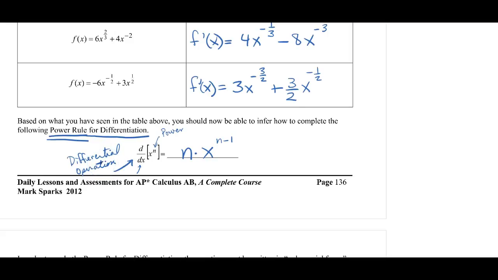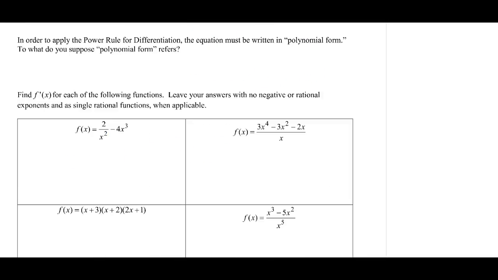Alright, let's take a look at the next page. Now we call this the power rule for differentiation. That's our power rule again. We're dealing with bringing down the power. But in order to use this, first we need to rewrite our function in polynomial form. Our polynomial form is any function that is a sum or difference of multiple monomials.